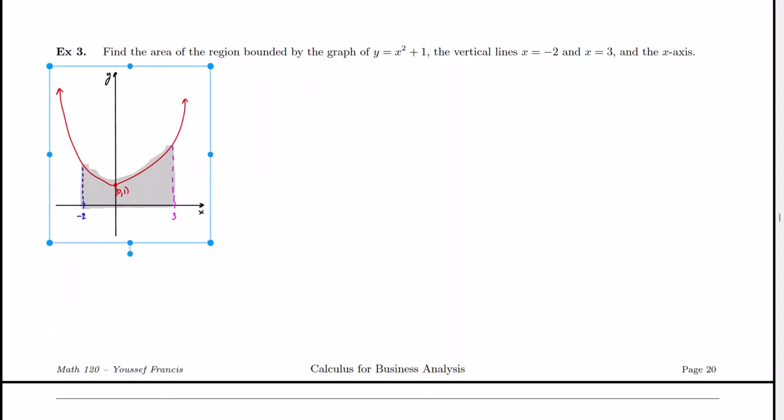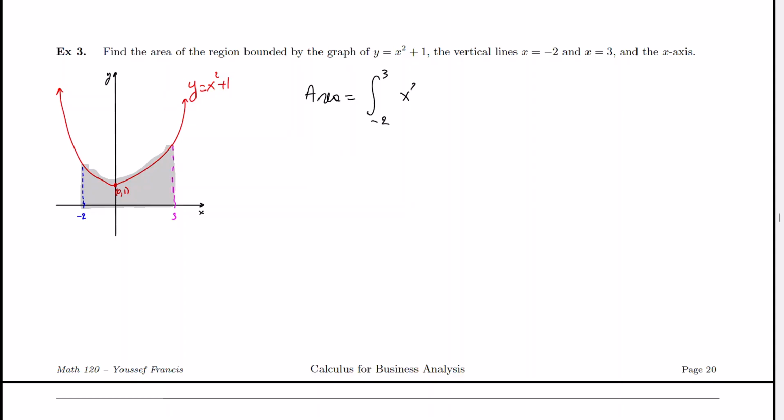But now that we see what the graph looks like, we can tell that the function y equal to x squared plus 1 is always above the x-axis. So we can use an area equal to an integral going from the lower bound, which is negative 2, all the way to the upper bound, which is 3, and then write x squared plus 1, the function we want to integrate, with respect to x.